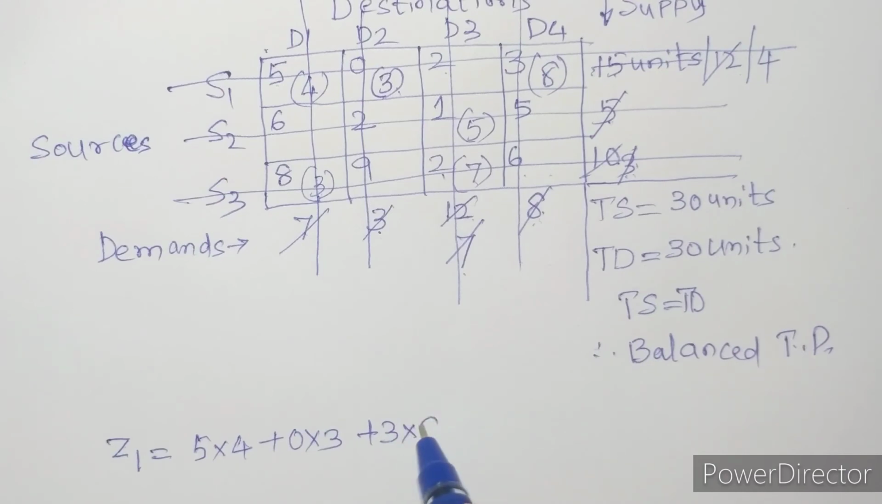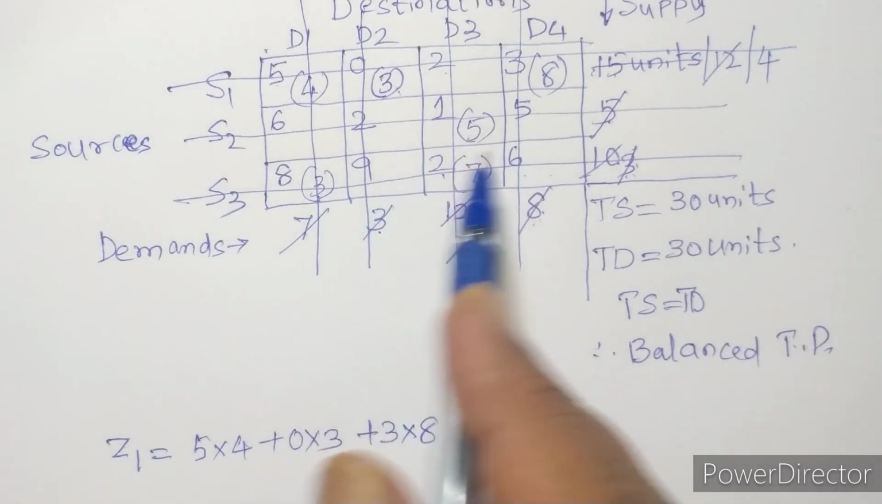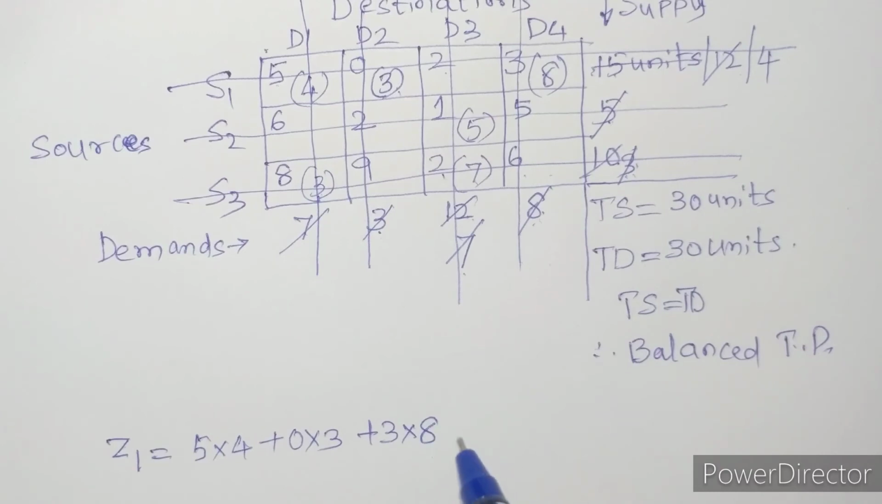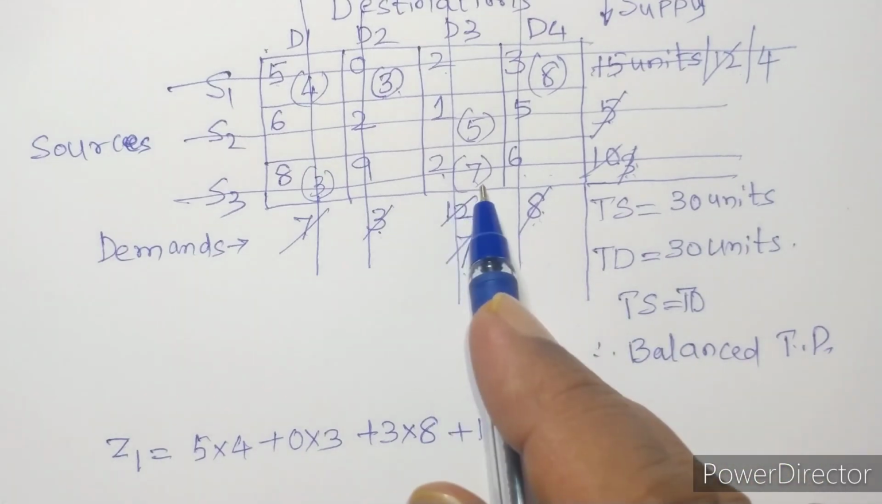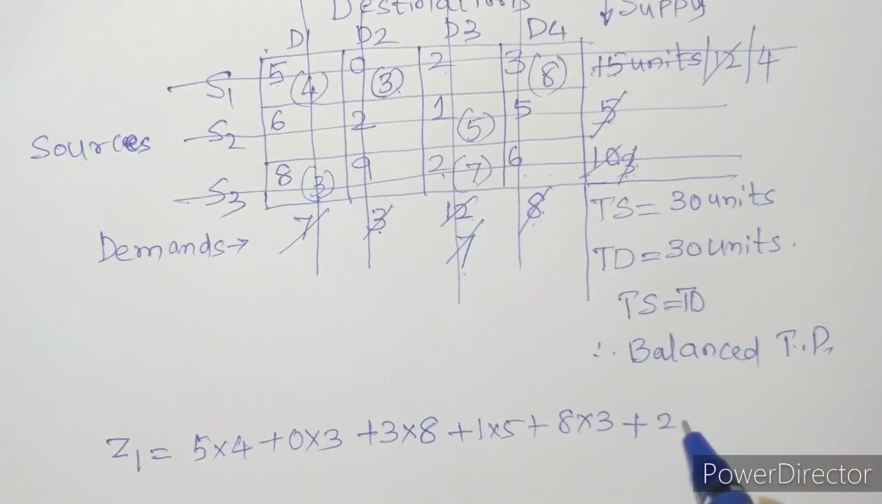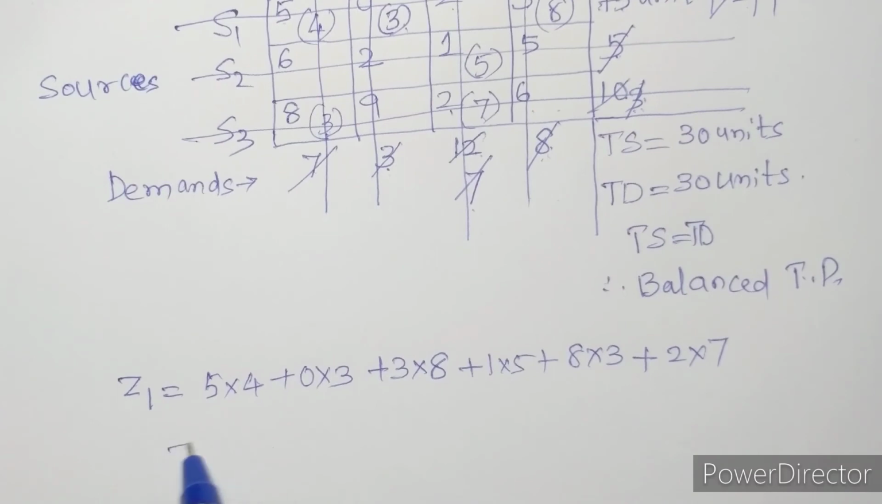Then 3 into 8 plus 3 into 8. This is called a product sum. So first take the product and add all those values, plus 1 into 5, plus 8 into 3, plus 2 into 7. So this total value: 5 into 4 is 20 plus 0 into 3 is 0 plus 24 plus 5 plus again 24 plus 14.